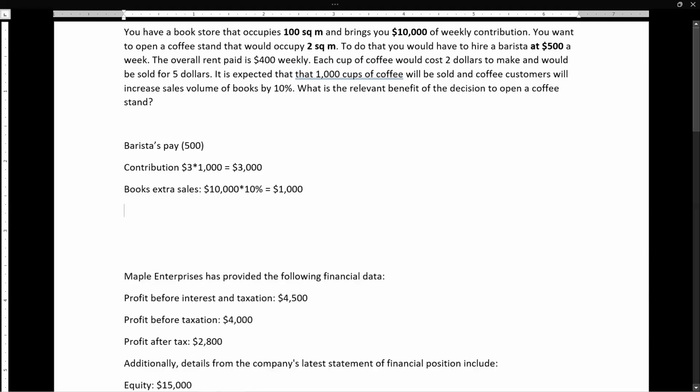And this means the relevant benefit of this decision would be 4,000 minus 500. So that is 3,500 weekly.